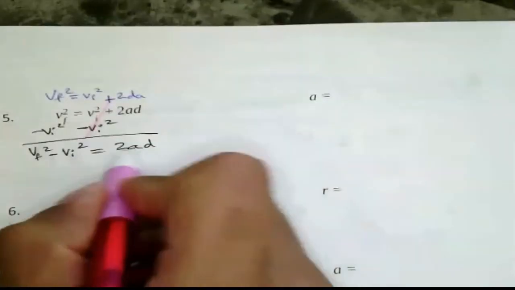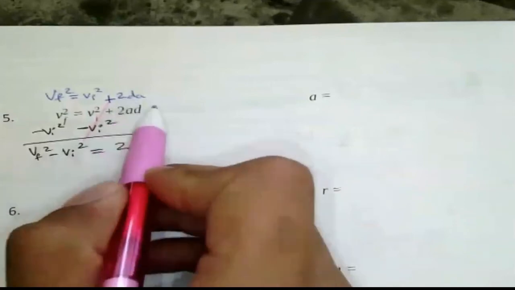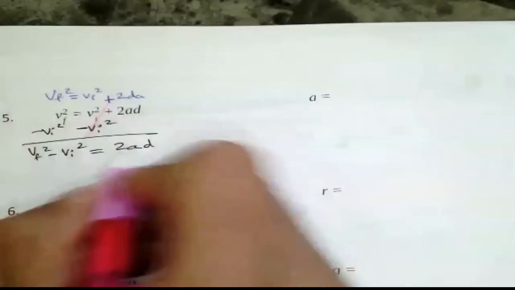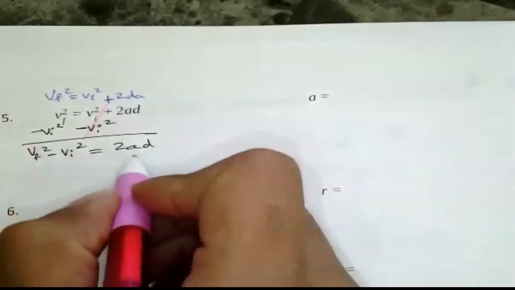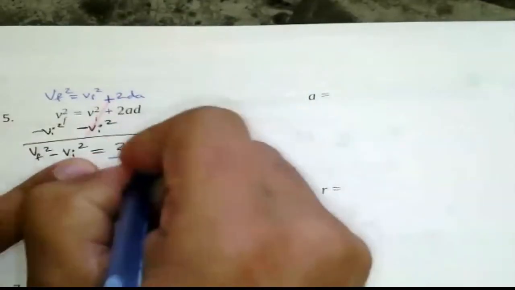Now a is being multiplied by 2 and d. Remember, we said it's the same thing as saying 2dA. So we're going to go ahead and isolate a on its own by doing the opposite of what's happening to it. Currently it's being multiplied, and we need to divide by what is being multiplied. So we're going to divide by 2d. Do it on the other side as well.